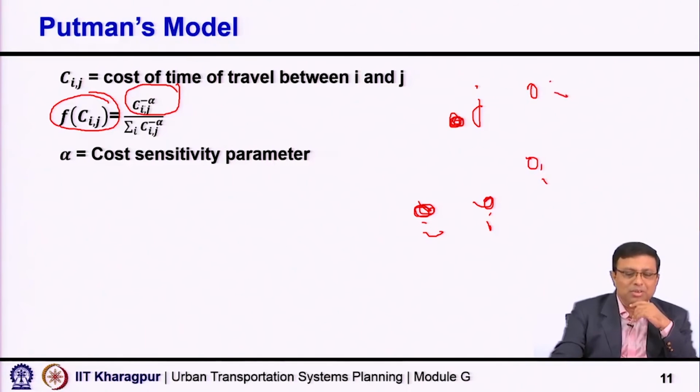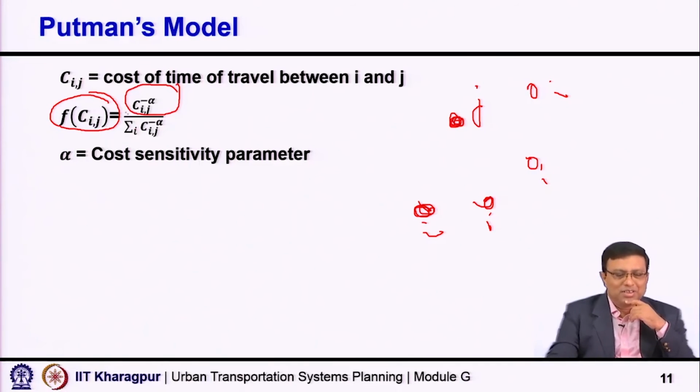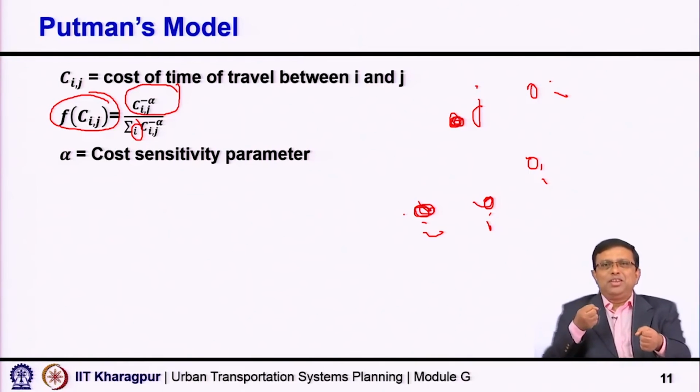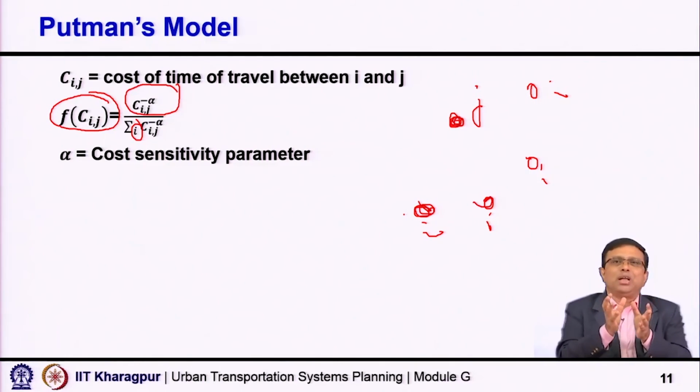So, one particular zone i, how much will it get? Cij to the power minus alpha divided by the sum over Cij to the power minus alpha, but the sum over all i. Please understand that. Sum over all i. Who is competing? These i's are competing to get. You know, in one place 500 people are employed.